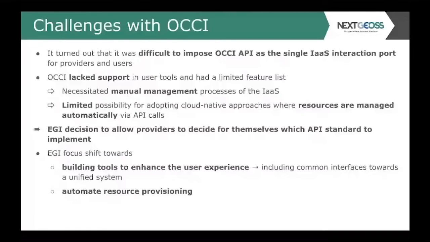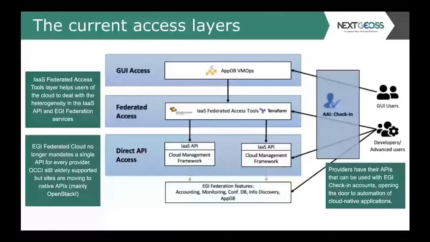So as it stands, the current access layer can be illustrated by this figure here. As I mentioned, we moved away from the OCCI API, and we no longer mandate a single API for every provider. Instead, each provider has their own APIs, and we basically ensure that these can be used with our federated authorization and authentication infrastructure, which we call EGI Check-in. And while OCCI is still widely supported, most of the sites have now moved towards cloud-native APIs such as OpenStack.